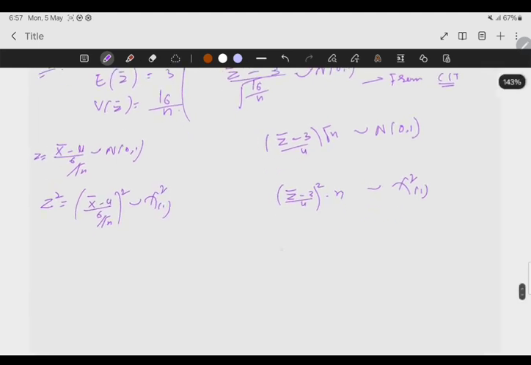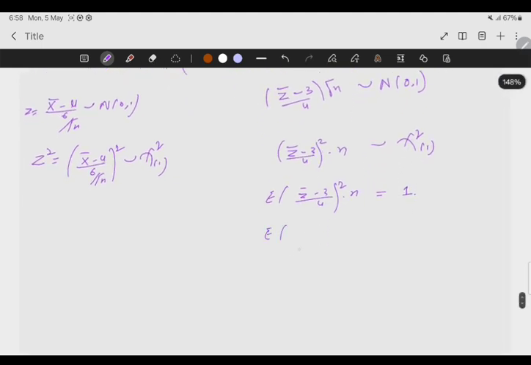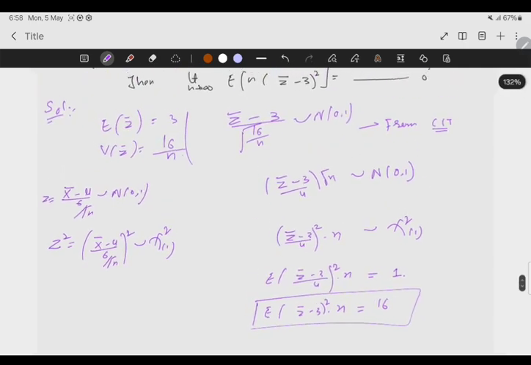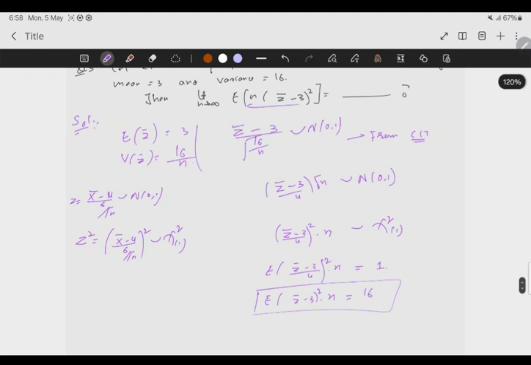Now operating expectation both sides, expectation of Z bar minus 3 divided by 4 whole square into n is equal to expectation of chi square 1. That is 1. So now expectation of Z bar minus 3 whole square multiply n is equal to 16. Look at these two terms, these are the same, so the answer will be 16.